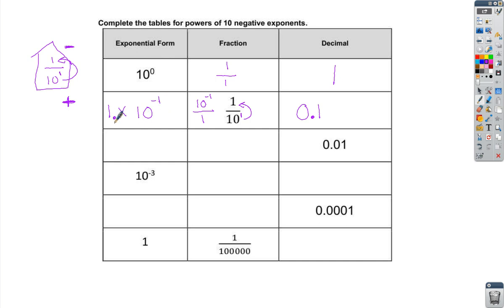Our decimal is at the end, and we need to move it 1 space to the left to make it a negative number. So our new number is 0.1.